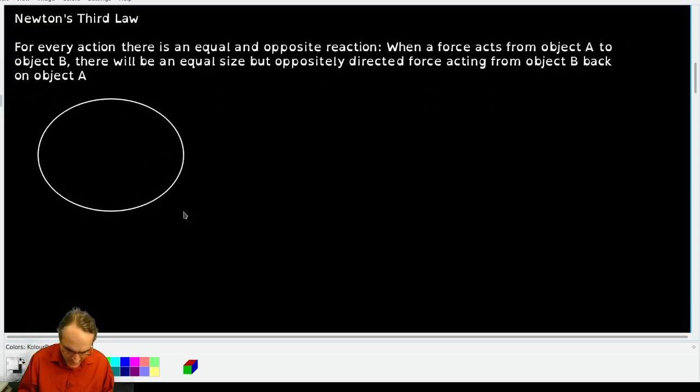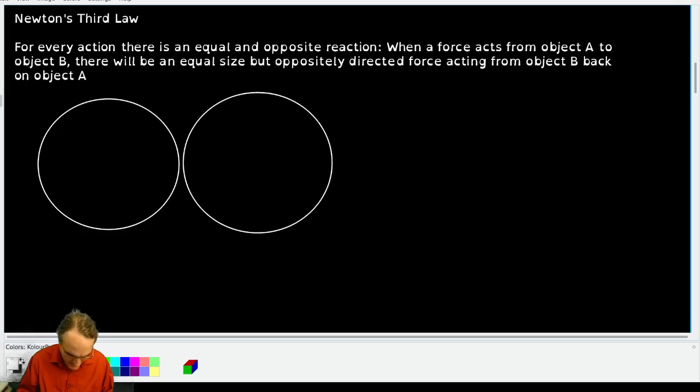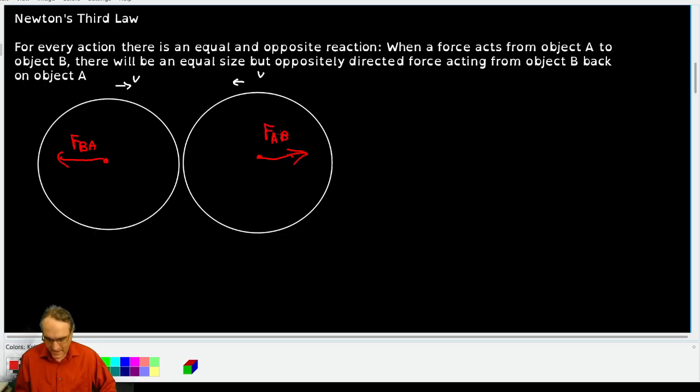So if you think about what's going on, if we have an object A and an object B, and they undergo some kind of collision. So they were originally traveling towards each other, and they strike one another. At the moment they strike one another, there will be a force due to B acting on A in one direction, and an equal sized but oppositely directed force due to A acting on B in the other direction. So each object experiences a force, but those forces are in opposite directions.